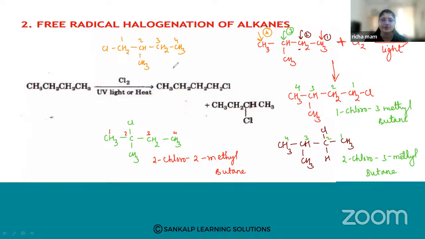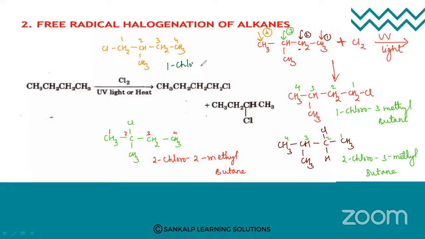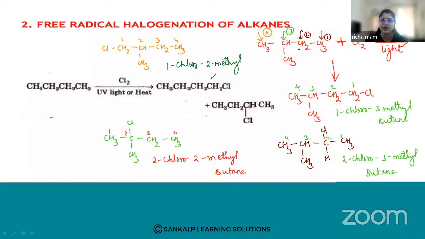Give the name. 1 chloro, 2 methyl butane. Yes, good. Okay, so these are the different possibilities of the attack. So these are the possible structures of free radical chlorination.